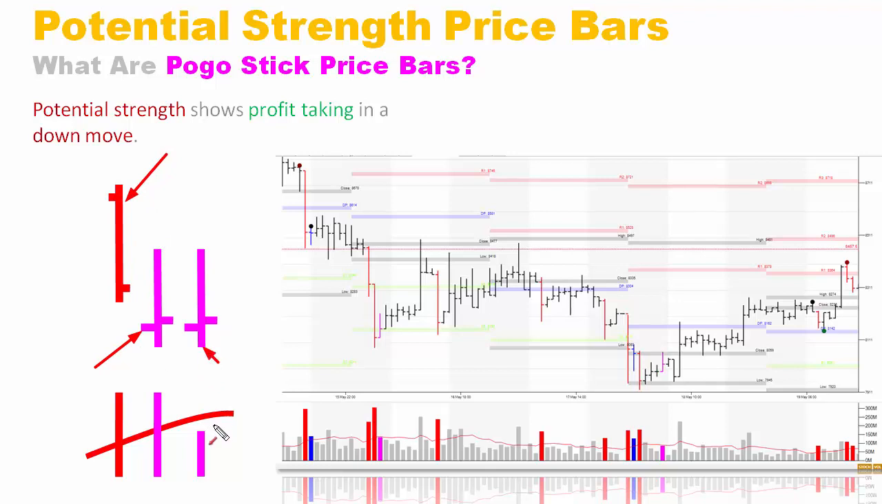This is the opposite of a telegraph pole in an up move where you've got the potential weakness, you've got potential strength here. Prices are thrust up, but then are met with selling and the market's brought back, but the selling disappears and then the market is free to move higher. And again, they can be on high or low volume.